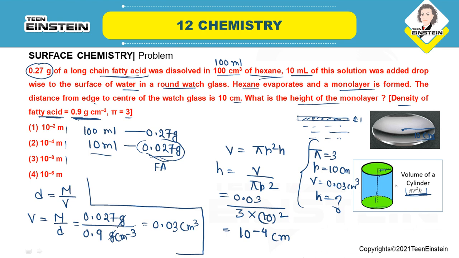So if you directly see, if you miss this step, you will think that the correct option is 10 to the power minus 4, but 10 to the power minus 4 is correct only when it is in centimeter. So we have to convert it to meter, and centimeter to meter, we have to multiply with 10 to the power -2. So ultimately it is 10 to the power -6 meter. Correct option, last one. Okay.